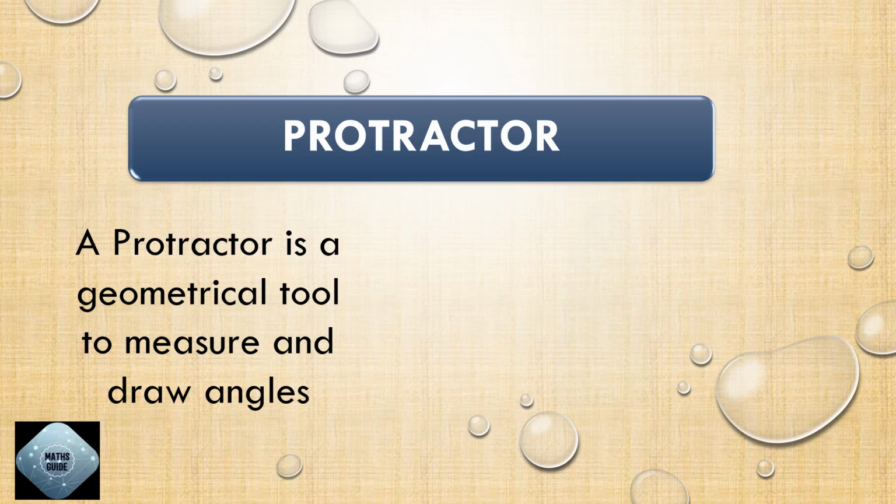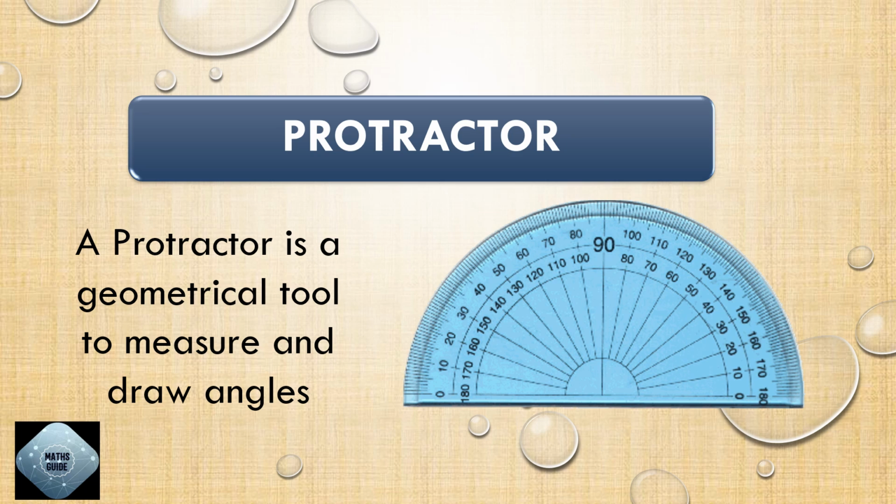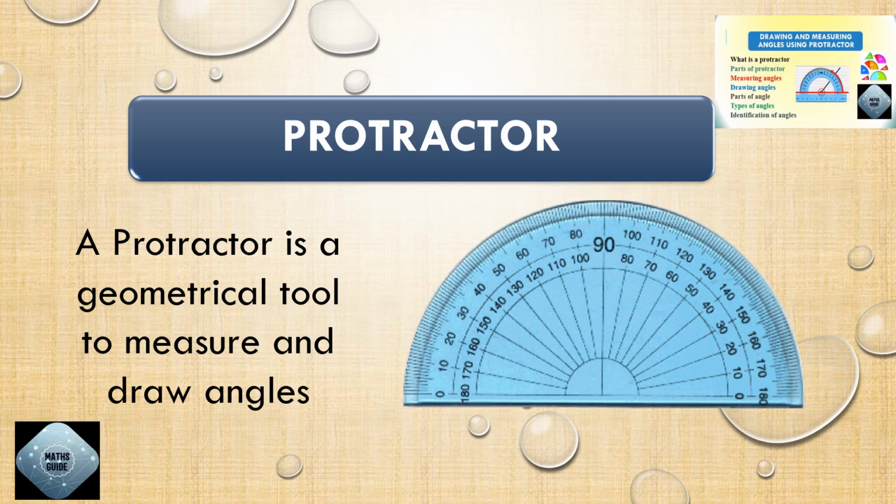As you all know, a protractor is a measuring tool used in geometry to measure and draw angles. Reflex angles are also drawn with the help of this protractor. But to learn how to draw other angles, watch Drawing and Measuring Angles Using Protractor on Maths Guide, where I have mentioned in detail different parts of protractor and how to place it to draw different angles.